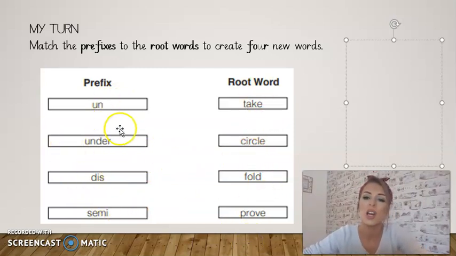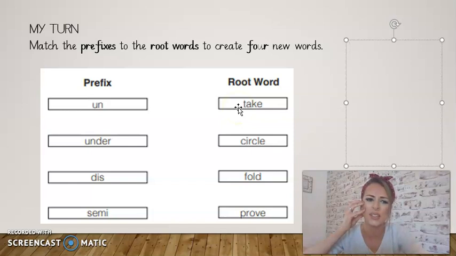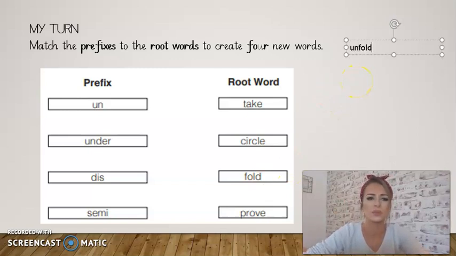Okay, so we're going to start with this prefix and I'm going to try it. It's untake. Untake. Does that make sense? No, I don't think that's a match. So I'm going to try the next one. Uncircle. I'm not sure about that. Unfold. Oh, that could be it, couldn't it? Could be unfold. I think I've heard that before. Unprove. Oh, no, that's not right. It's got to be unfold. So I'm going to write my word out.